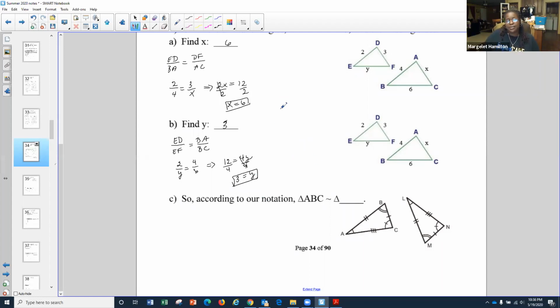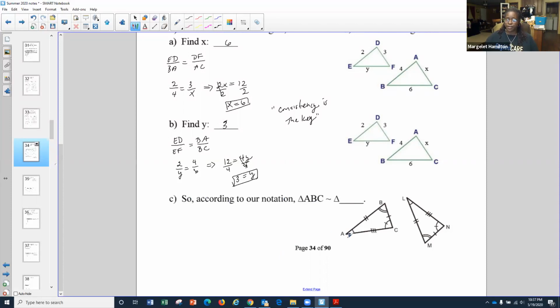So what's the key? Consistency is the key, right? Now, so according to our notation, here they're giving us 2 pictures. You see the markings they're giving us. Triangle ABC is similar to what triangle? Triangle what?